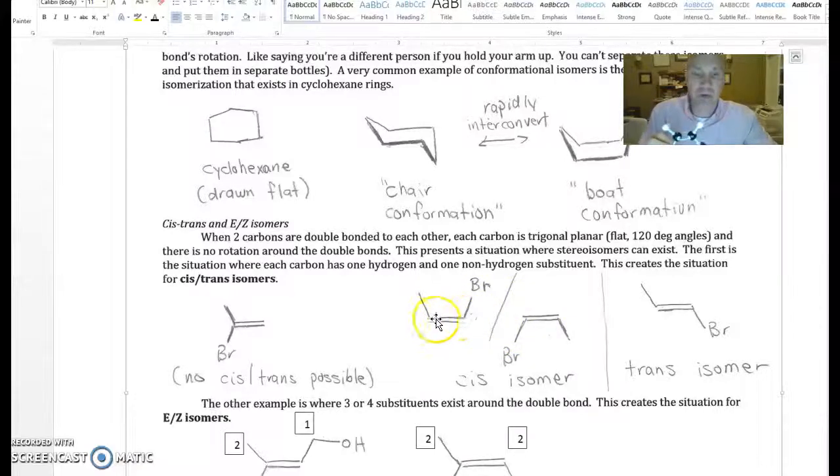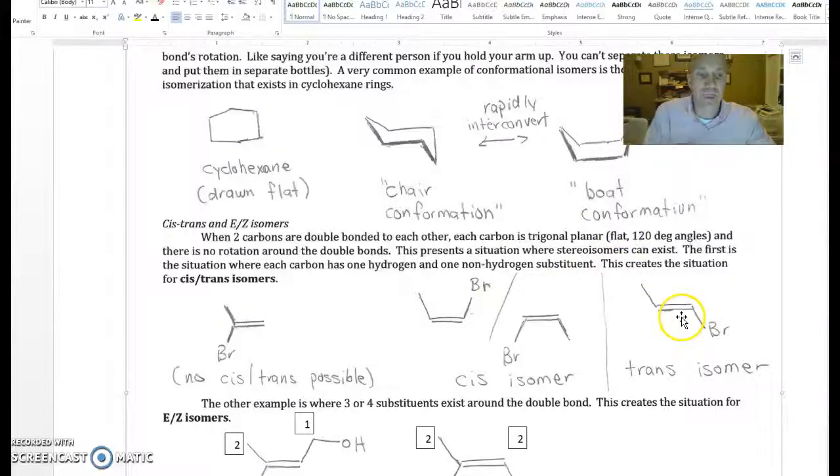The thing to notice about this is that both of the non-hydrogens are on the same side of the double bond. If you were to take your pencil and lay it down on top of the double bond, you'd notice that both of these groups are on the same side of the pencil, and that's true no matter how I turn this. For them to be on opposite sides of the pencil, I'd have to be able to rotate that bond 180 degrees, and I can't do that.